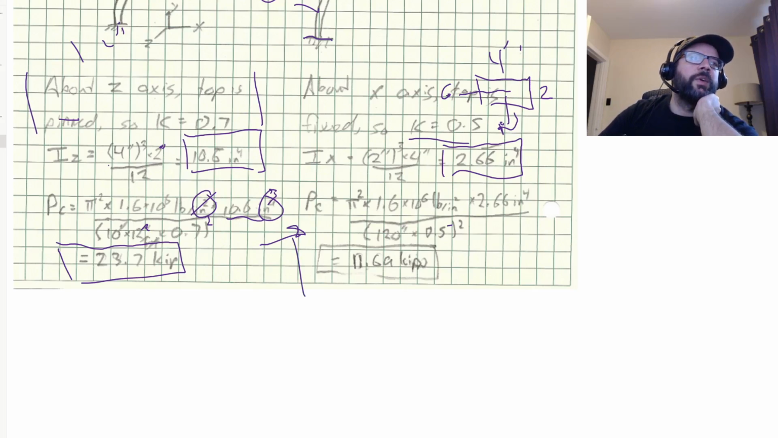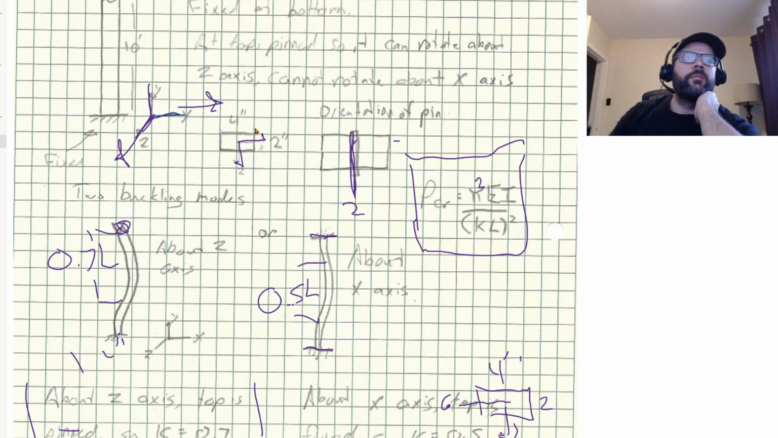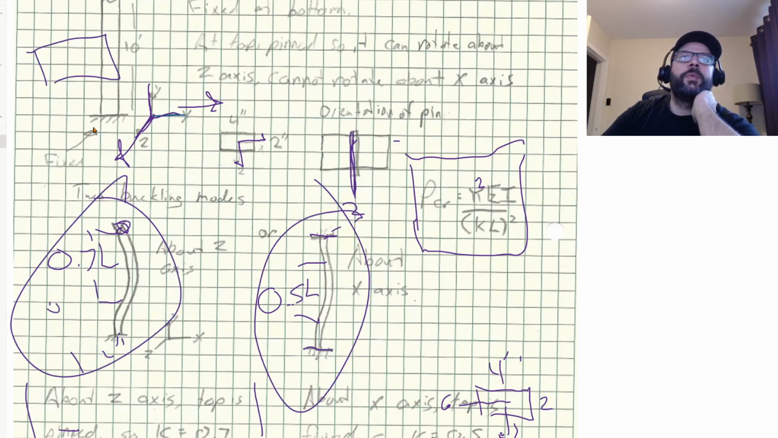So this is going to be our critical case here, because that's a lower load than what we see over on this side. So we're failing based upon this failure mode here, not this one. And that's just because it's substantially easier to bend a 2x4 about this axis than it is to bend it about this axis. And that's about that.